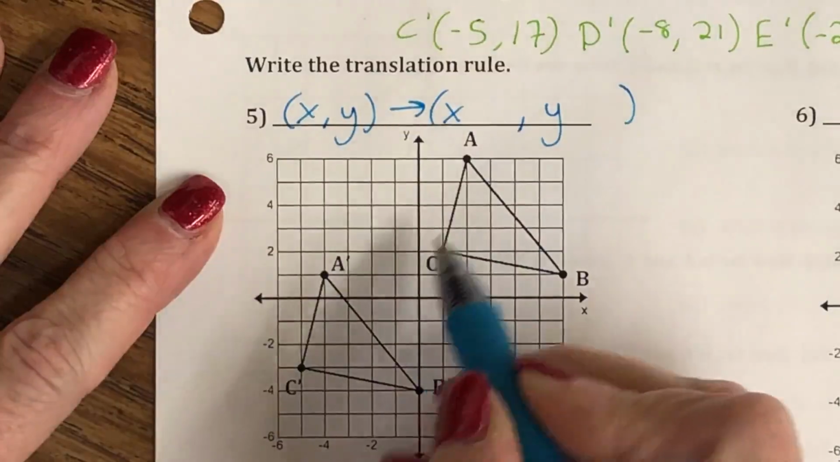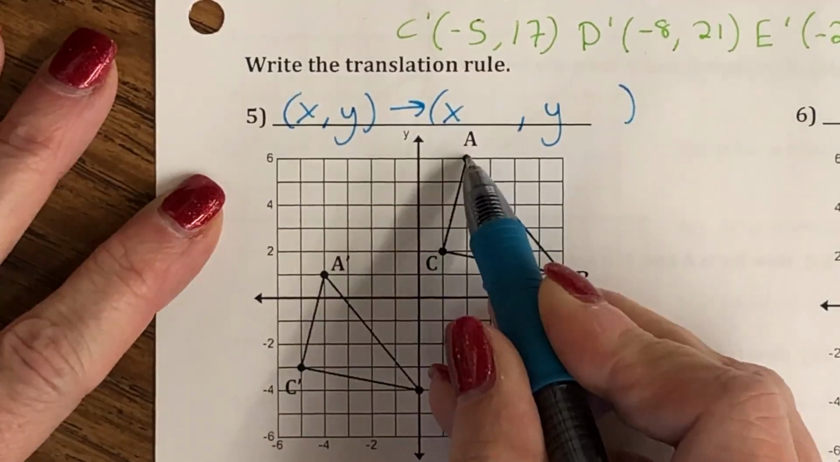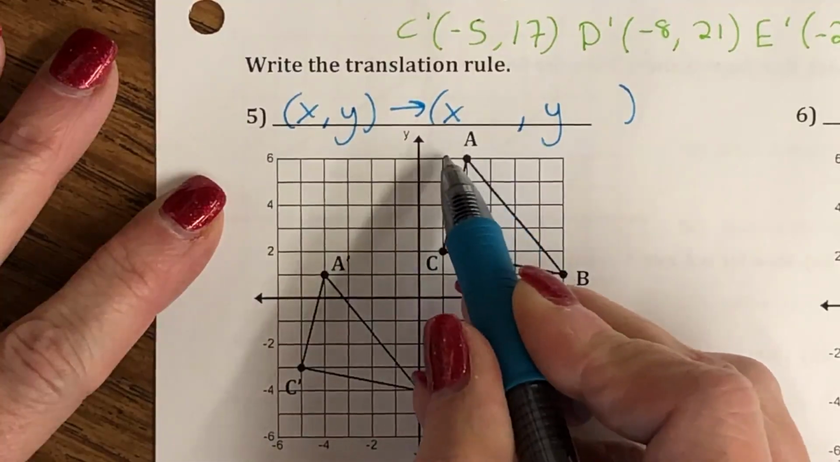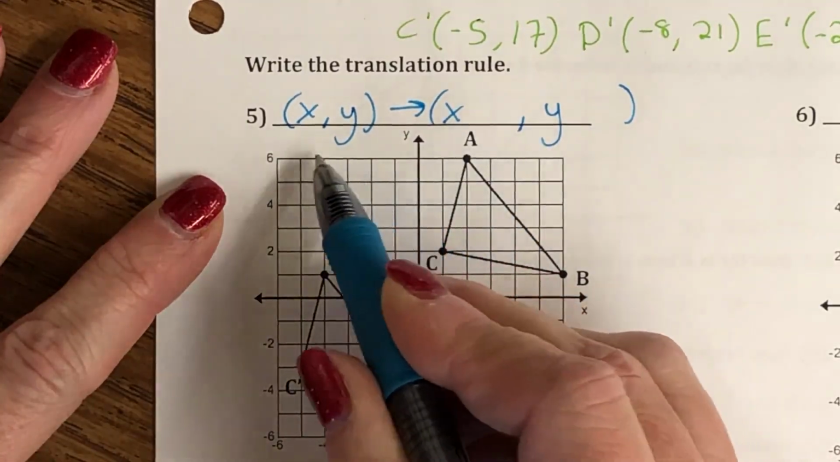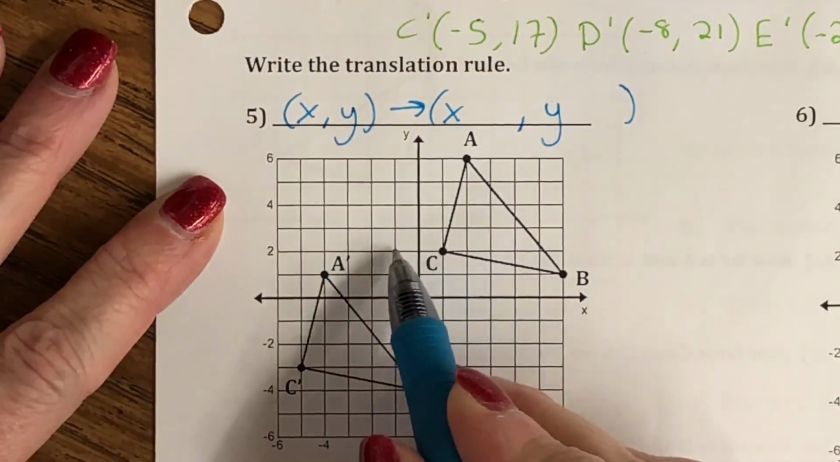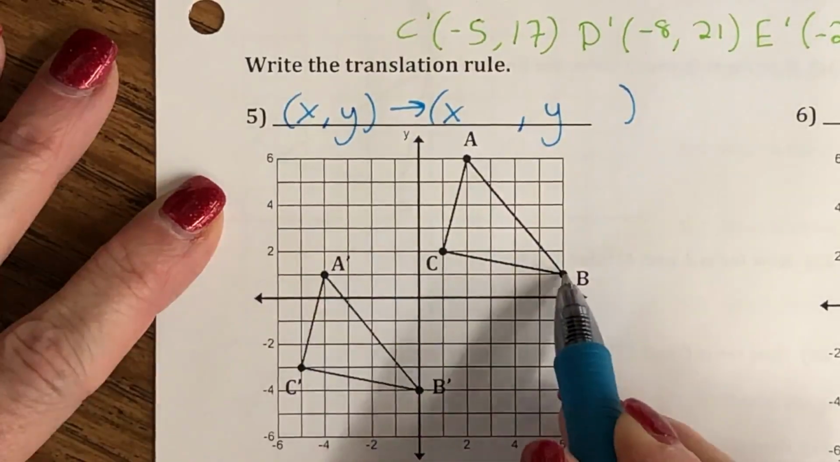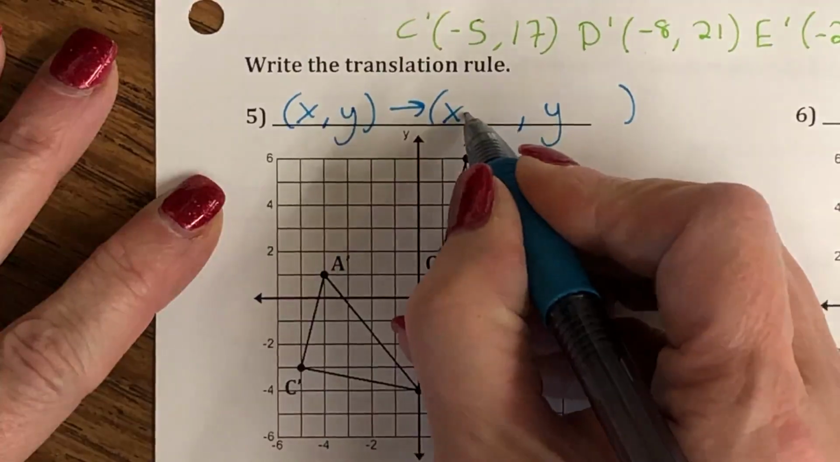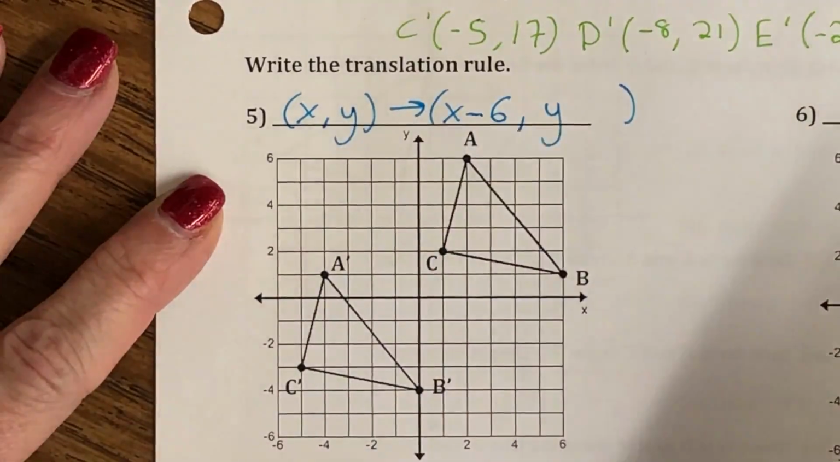Okay, so let's see what happened. We went from A to A prime. So we go left 1, 2, 3, 4, 5, 6. Let's count that one more time: 1, 2, 3, 4, 5, 6. Let's see if that happens here. 1, 2, 3, 4, 5, 6. So this is x minus 6. We're subtracting 6 every time.